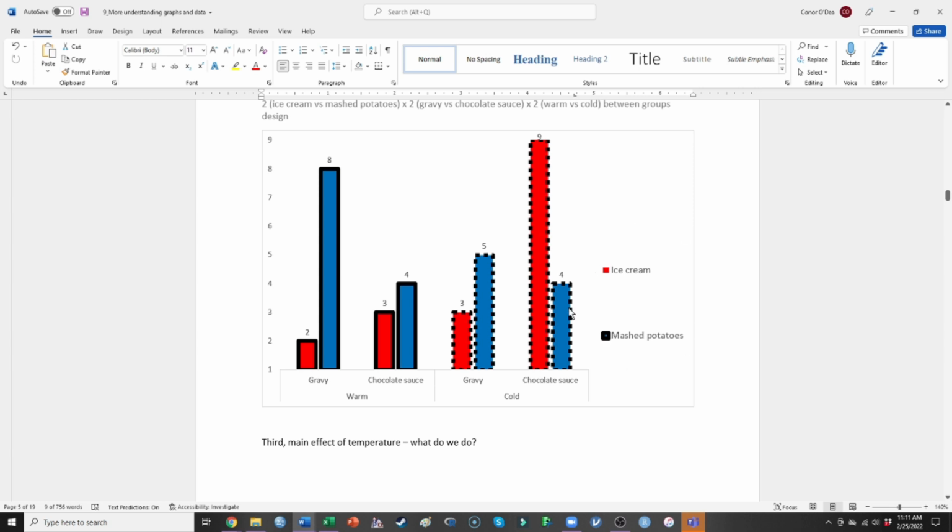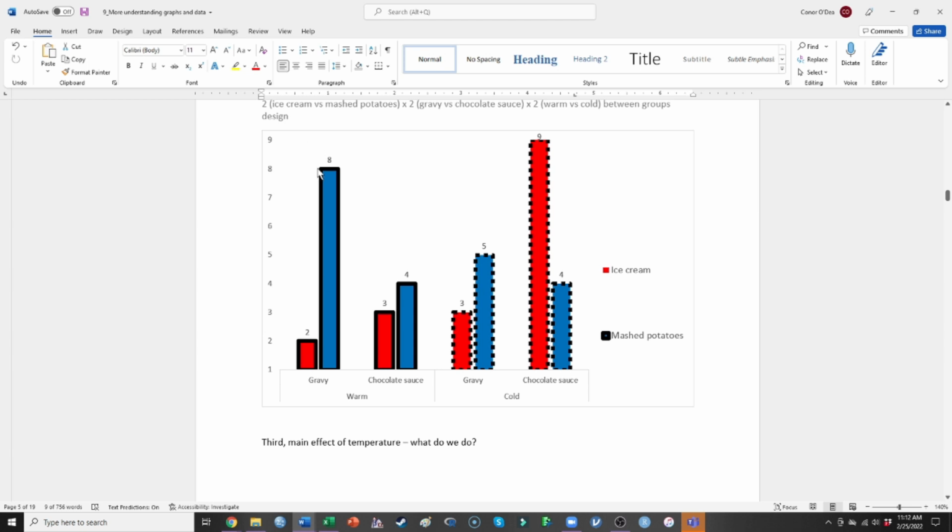So I don't care about the dish, so that means I'm going to be seeing purple bars on the next page because I'm going to collapse across the red and the blue bars. The next thing that I don't care about is whether they got gravy or chocolate sauce right now. All I care about is warm versus cold. And so what I'm going to see on this next page is these 4 bars averaged together.